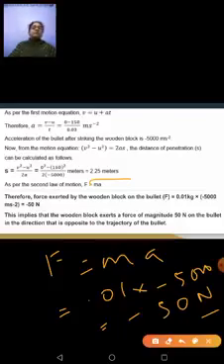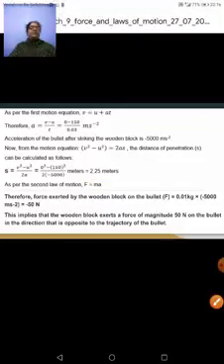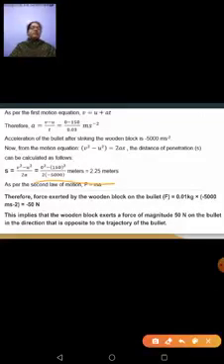Understood? So this implies that the wooden block exerts a force of magnitude 50 Newton on the bullet in the direction that is opposite to the trajectory of the bullet, and the distance covered will be 2.25 meters. If you want, you can just work out and see how you got this value. It's a very simple calculation, right? So let's move on to the next sum now.